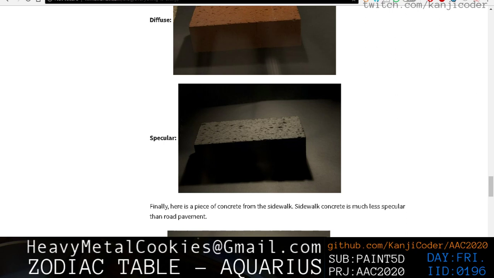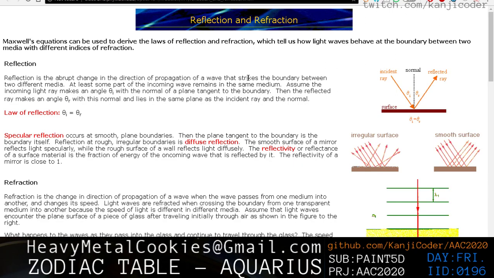Anyways, that's a tangent, though. We're trying to figure out how to write this formula. Specular reflection occurs at smooth plane boundaries. Then the plane tangent to the boundary is the boundary itself. Reflection at rough, irregular boundaries is diffuse reflection. The smooth surface of a mirror reflects light specularly, while the rough surface of a wall reflects light diffusely. The reflectivity, or reflectance, of a surface material is the fraction of energy of the oncoming wave that is reflected by it. The reflectivity of a mirror is close to 1.